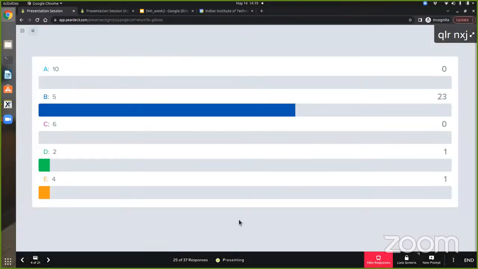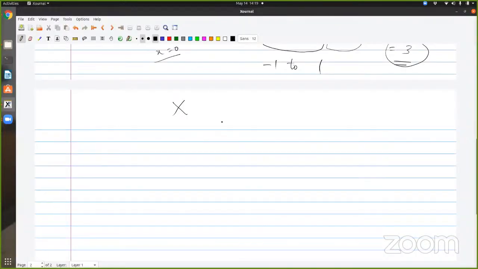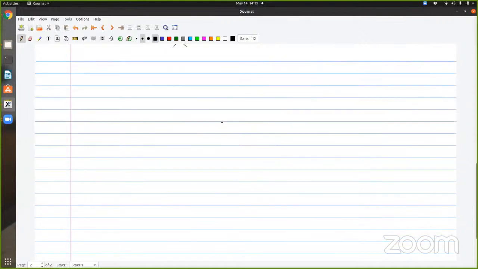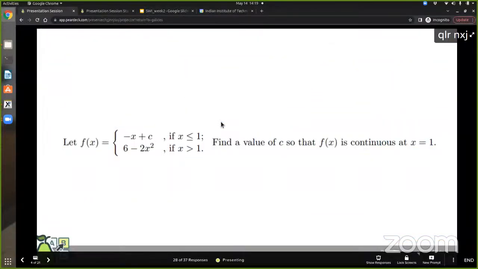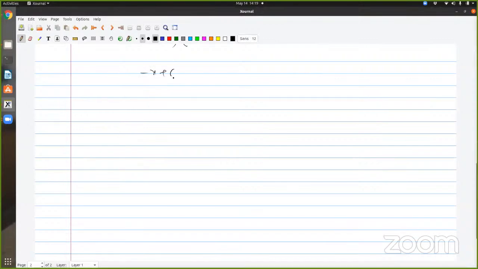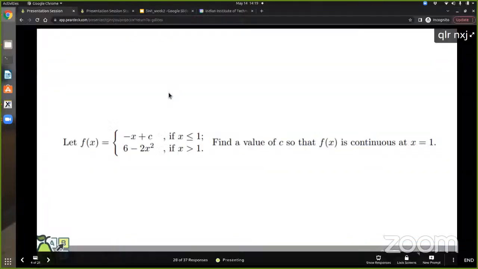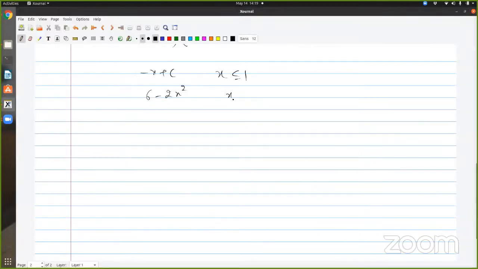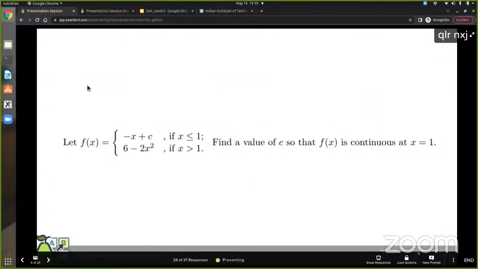Okay, so most of them have given the correct answer except three students. So the correct answer is 5. All right, so let's quickly see because the next question is also similar. So here we are given minus x plus c if x is less than or equal to 1, and 6 minus 2x square if x is greater than 1. So that's what we are given. Find the value of c for continuity at x is equal to 1.